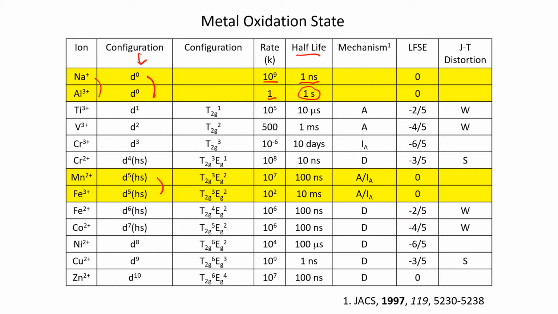A similar trend is here with manganese and iron. So the +3 iron, with the same electron count, same electronics, is about 5 orders of magnitude slower than manganese. Okay, so not as dramatic as the sodium and aluminum, but also it's only a +1 charge difference, right? Manganese 2 versus iron 3. So in general, the higher the oxidation state, the slower the exchange will occur, all else being equal.